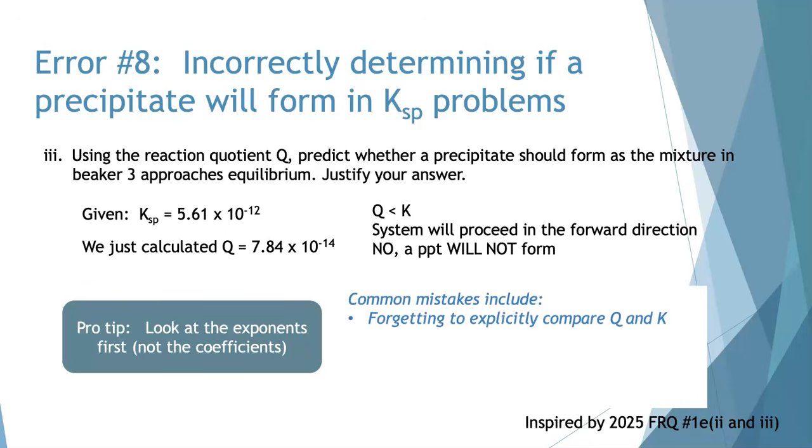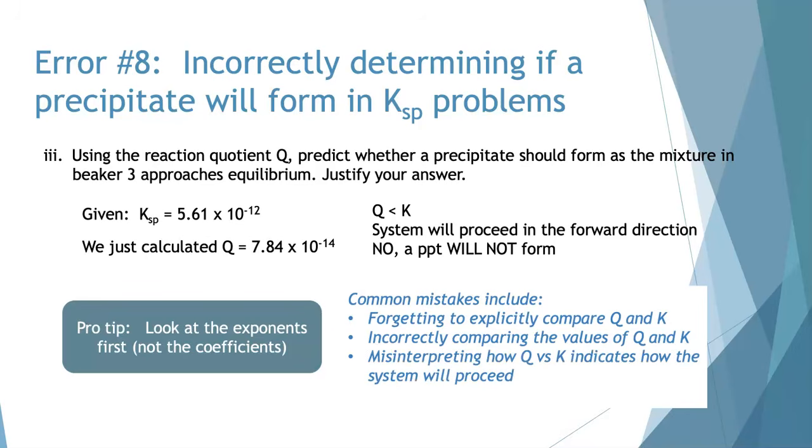So one of the common errors that we saw is students didn't explicitly compare Q to K somewhere in their answer, whether they're comparing the numbers or saying less than, greater than, something along those lines. But then also not looking at the numbers appropriately. If you compared the coefficients and not the exponents, you're going to incorrectly compare Q to K, right? 7.84 is larger than 5.61, but this is scientific notation, and you need to take that into account. The other error that we would see is students would correctly compare their Q value to their K value for the numbers that they had, but then tell us that it's going to do the wrong thing and not interpret that information correctly. So lots of places to make mistakes here.